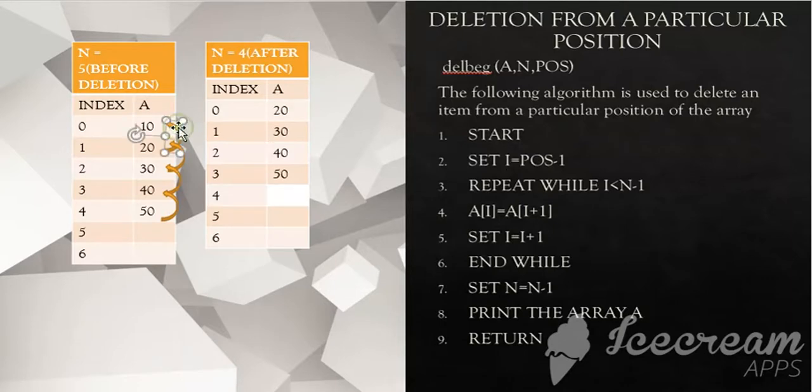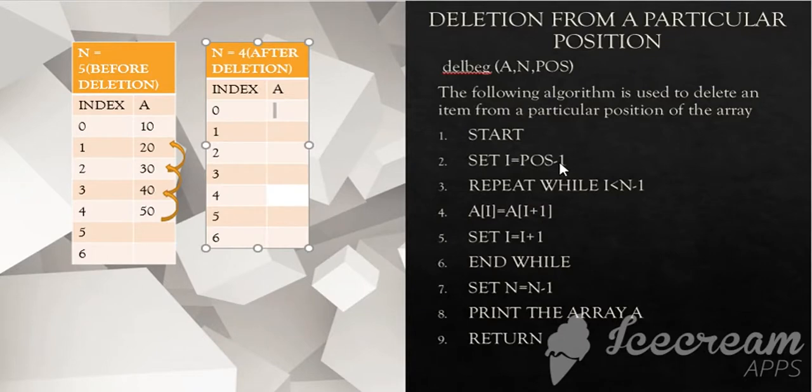So suppose the user has mentioned the position as 2. He has to delete the element from position 2. Let us look at what happens. Here I equals position minus 1. Suppose position is equal to 2. Position minus 1 means 1. Shifting is going to start from index 1. Repeat while 1 less than 4. Condition is true. A of 1 equals A of 2. So A of 2 will be shifted to A of 1.